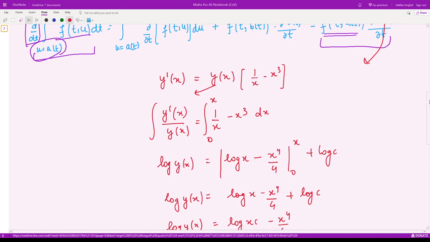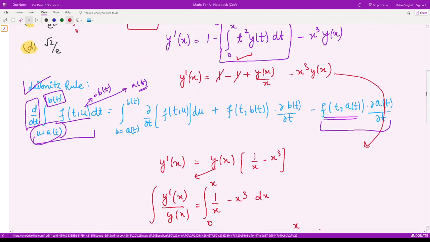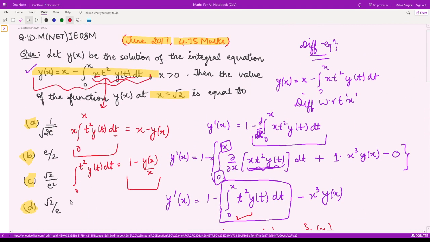Let us look at our options. This seems to be the solution when c is equal to 1. So this option is the correct option. So the correct answer is option D.